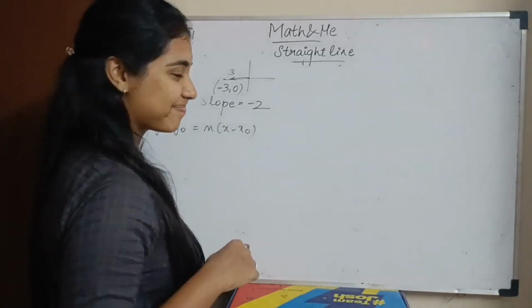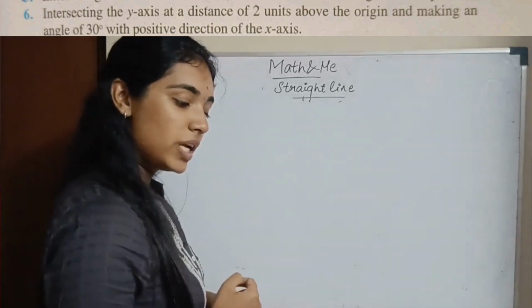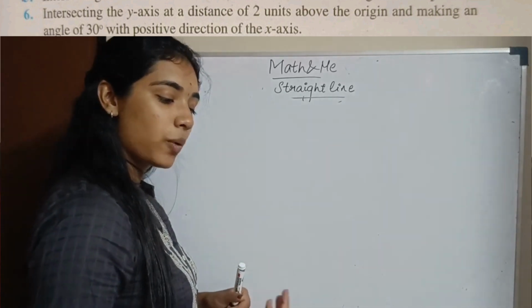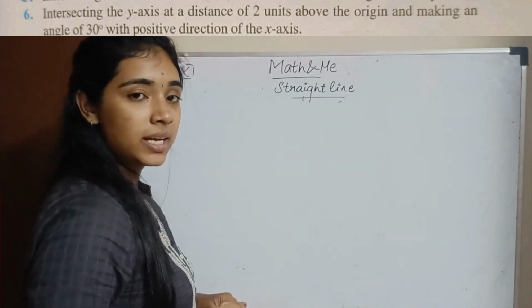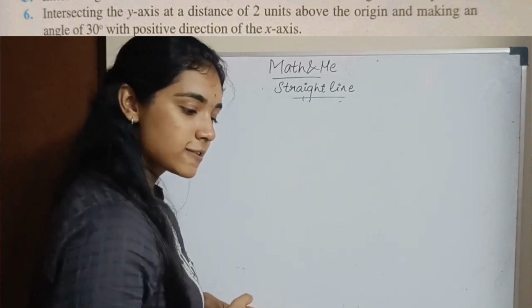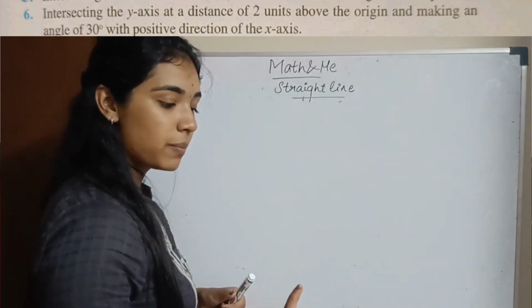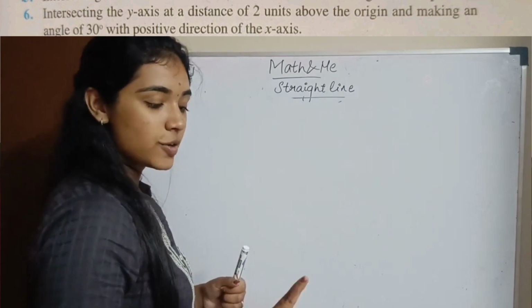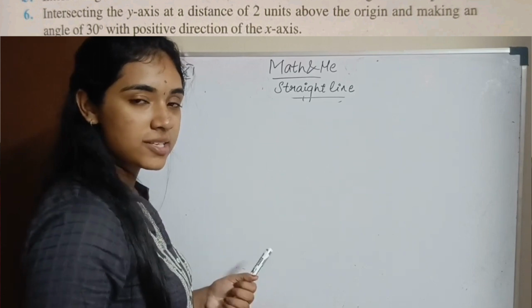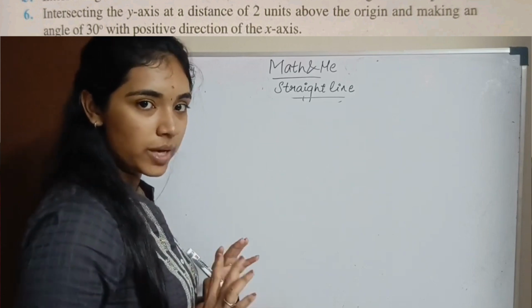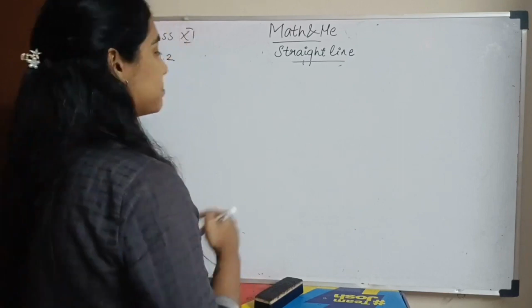Okay. Sixth question is very similar to question number 5. The only change is that it is intersecting the y-axis at a distance of 2 units above the origin. So what will the point be? It will be 0, 2. And the slope is given. The angle is given. So the angle is 30 degree with the positive direction of the x-axis. So it is tan 30, which is 1 by root 3. So you know what the slope is, you know what the point is. You can use the point slope form. Okay, I am not solving this. Solve this on your own. I am going to question number 7.